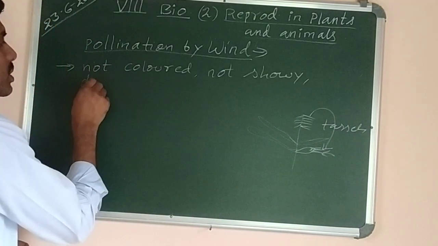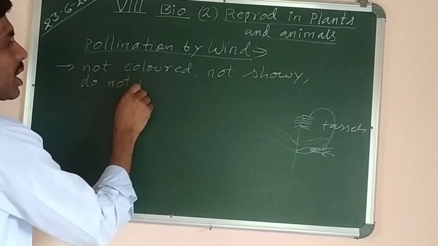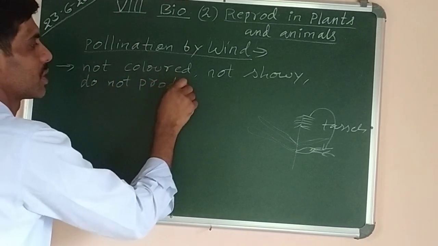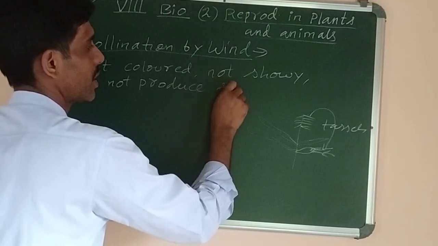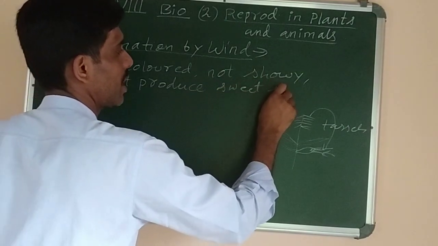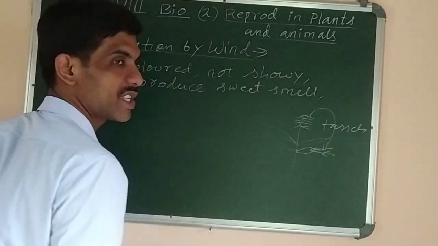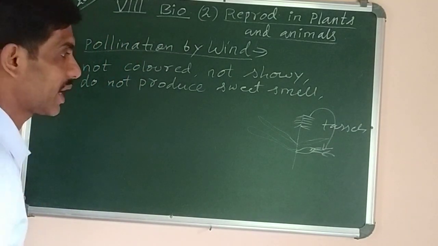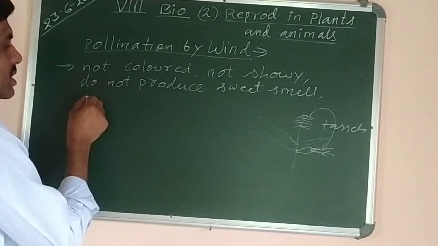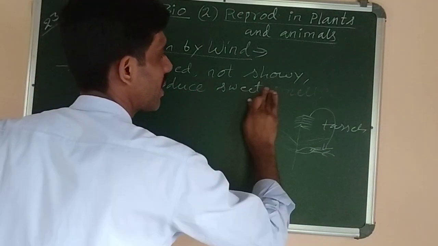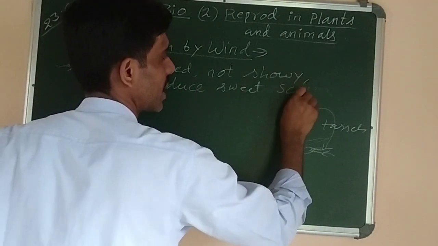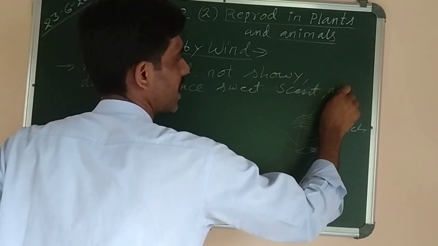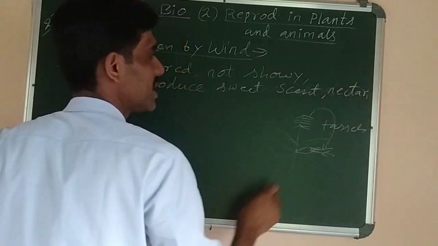They do not produce sweet smell, that is, fragrance of the flower is not there because insects are not going to be attracted by it. They do not produce scent, smell. Instead of smell you can write scent also. They do not produce nectar, which is the food for the insect.